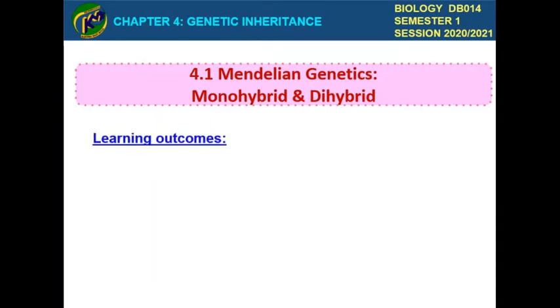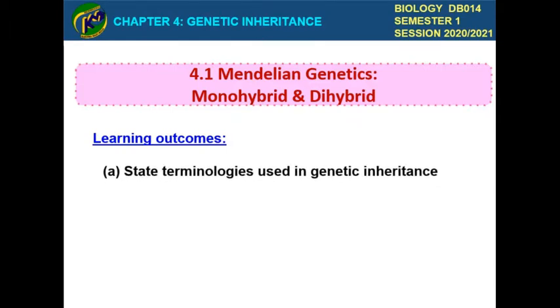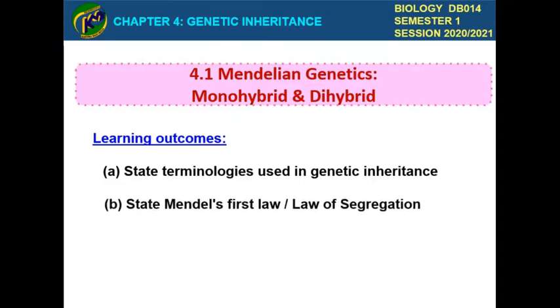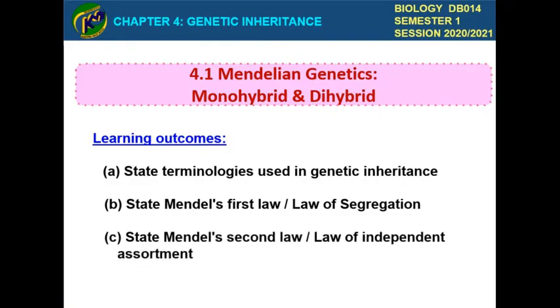By the end of this lesson, you should be able to: A, state terminologies used in genetic inheritance; B, state Mendel's First Law or Law of Segregation; and C, state Mendel's Second Law or Law of Independent Assortment. Let's start with the terminologies. There are 11 terminologies used in genetic inheritance.